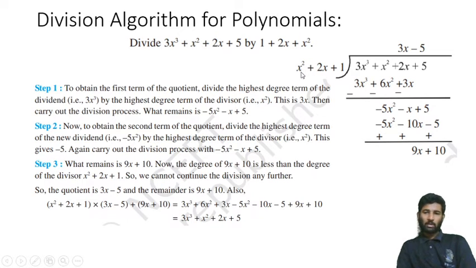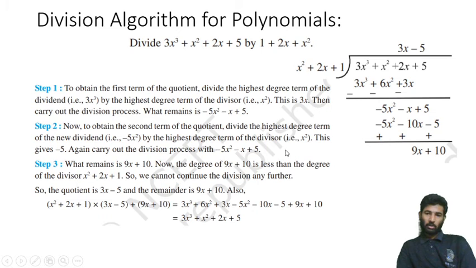So here highest degree is x square, here highest degree is 3x cube. So if you multiply x square with 3x, you will get 3x cube, right? Now again you have to multiply these two values also with 3x. So when you multiply 2x into 3x, you will get 6x square. 1 into 3x, 3x. Now you subtract these values, you will get 3x square and 3x square will get cancelled. You will get 5x, minus 5x square minus x plus 5 will come down. So you are remained with this.